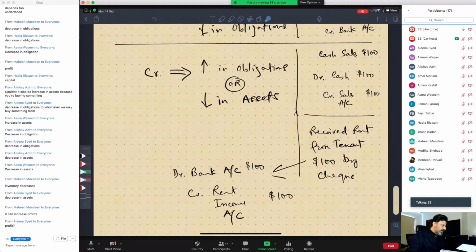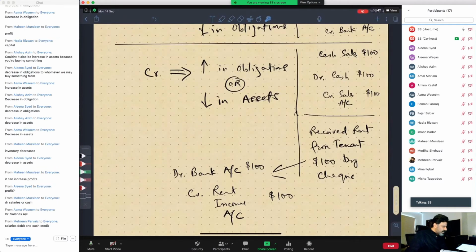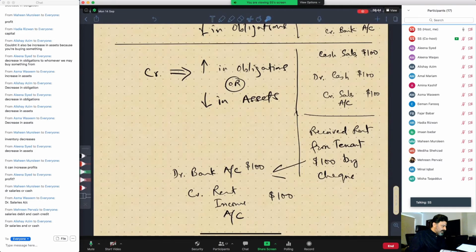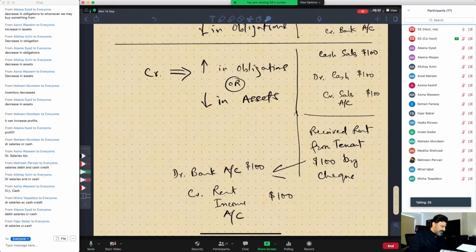So you just write your answer: debit blah blah and credit blah blah. Right? Debit salaries, Maheen says, and credit cash. Do we agree with Maheen's answer, everyone? Debit salaries account Asma and credit what? Right? Debit salaries Alicia and credit your good. Excellent. We all agree debit the salaries. Asma says credit the cash.